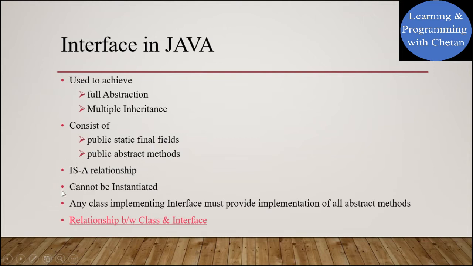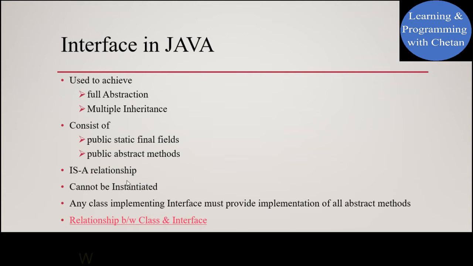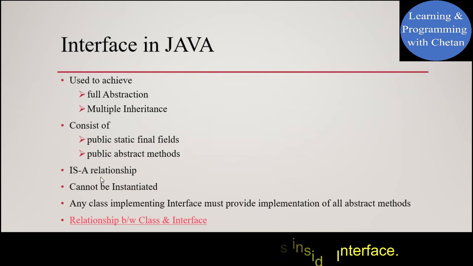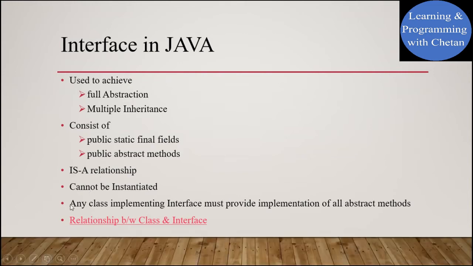Now let us discuss our next point: we cannot instantiate an interface, which means that we cannot create an object of an interface. In our abstract class tutorial, we discussed that we can have constructors inside abstract classes, but we cannot create constructors inside interfaces. Now let us move on to our next point: any class which implements our interface must provide the implementation of all the abstract methods which we have declared inside our interface.